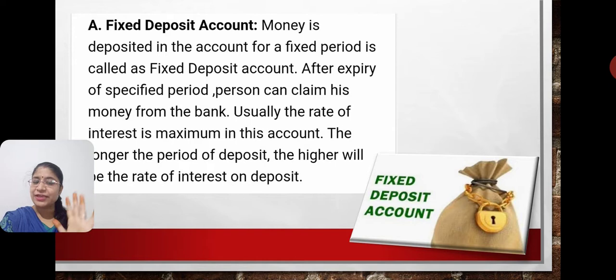After expiry of this 5 years, the person who has deposited can claim his money from the bank. And usually the rate of interest is maximum on this fixed deposit account, because bank can use this amount for 5 years. They know it's for a fixed period, and this is normally a longer period of deposit, so they give a higher rate of interest on the deposit. So I keep 5 lakhs for 5 years, I'll get the highest rate of interest as compared to other accounts. So I think it's clear: fixed deposit, fixed amount for a fixed period, and higher rate of interest.